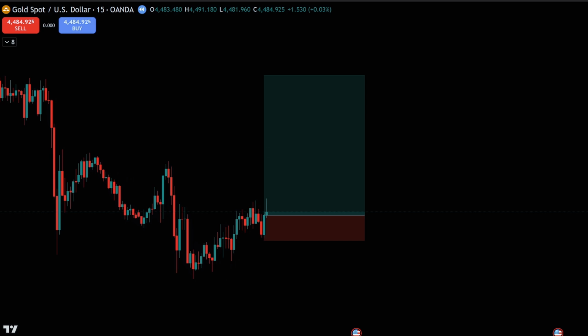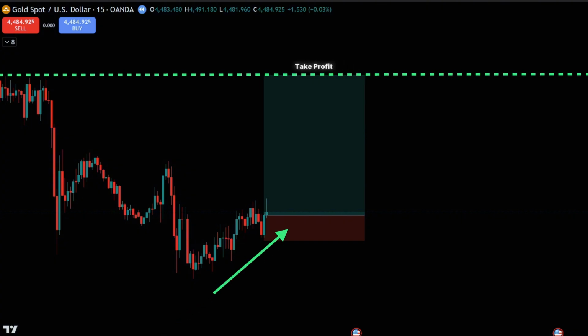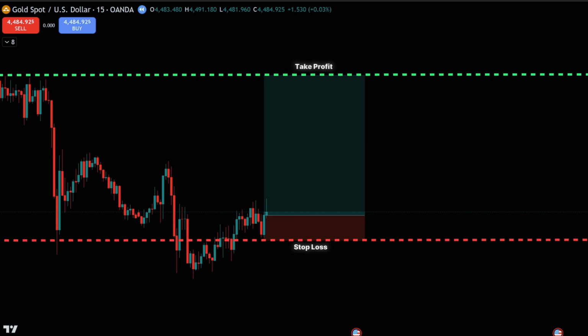Look at this first trade. The setup isn't bad. Price short term is bullish, momentum is shifting upward, and the take profit is placed at the previous highs where buy-side liquidity sits. Solid reasoning, but the stop loss is right below the most recent wick. And that's where the trade dies.